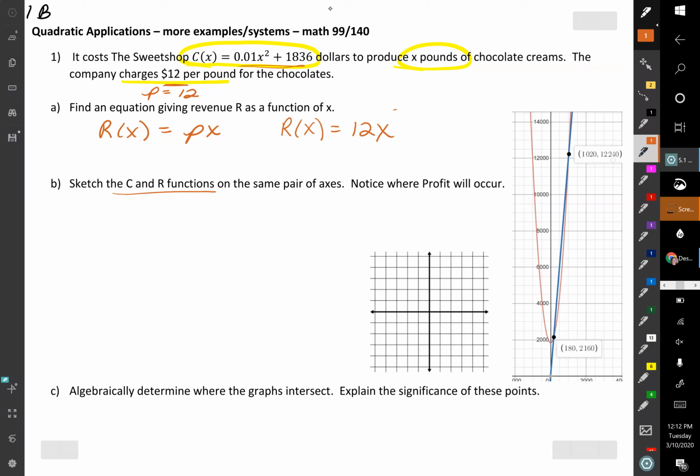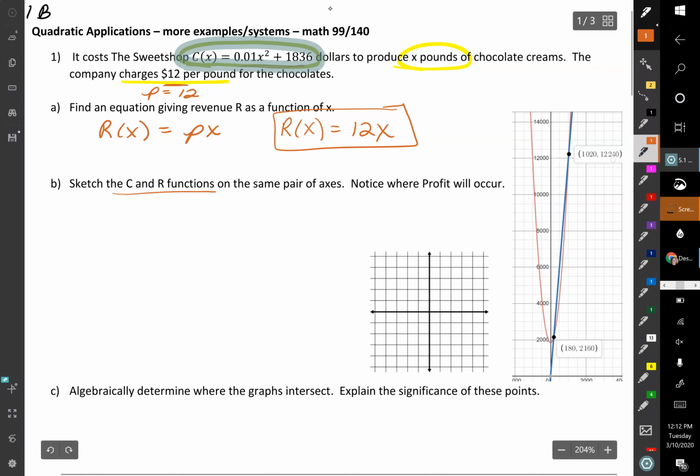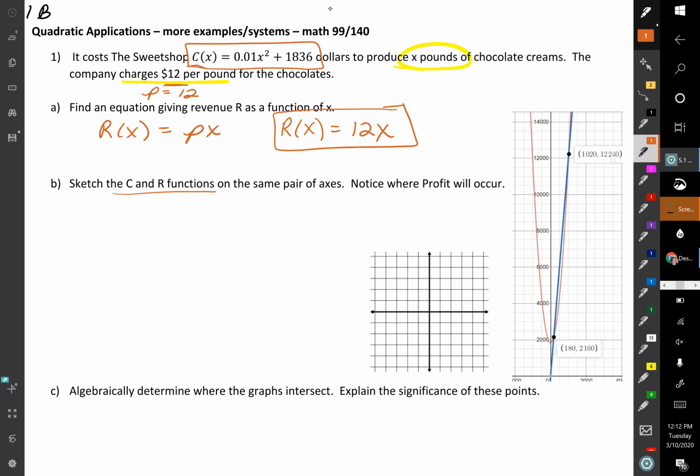So I have a graph here off to the right that we'll look at in a minute, sketching the C and R functions on the same pair of axes. We're just going to do that by hand really roughly, and then we'll reference the graph I made in Desmos. If we have the revenue, that one's easy. It's just going to be a straight line coming from 0. It has a slope of 12, but our scale here, because of the y-intercept for C of x, is pretty big.